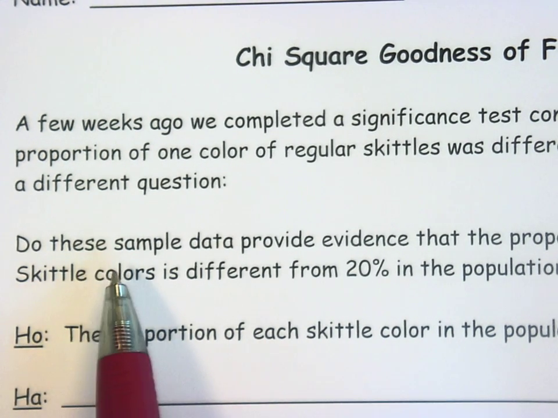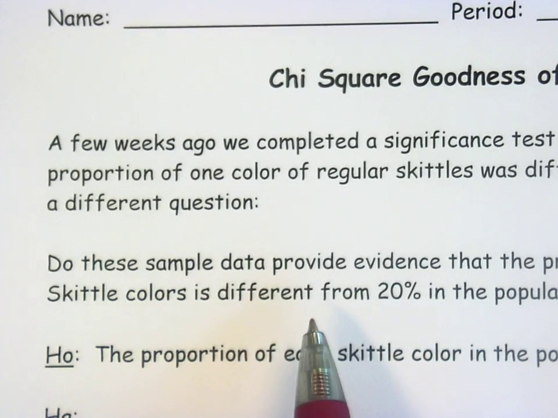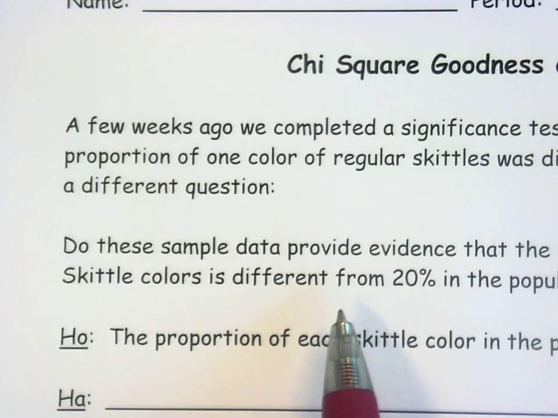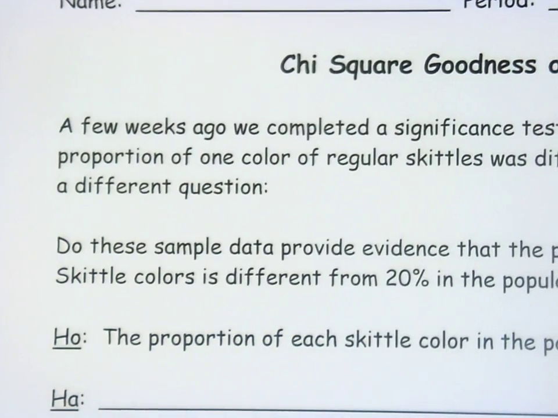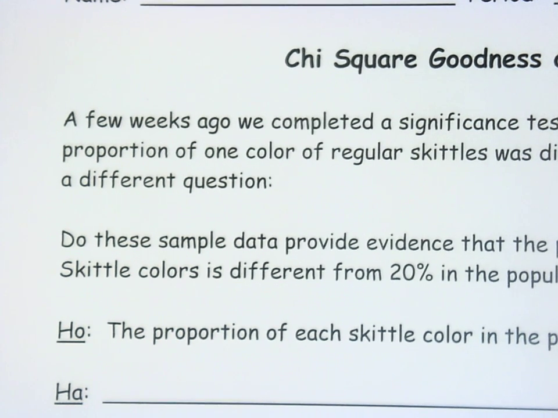Do these sample data that we had a few weeks ago provide evidence that the proportion of each, not just one of the colors, but that each of the 5 Skittle colors is different from 20% in the population? So do you or don't you get 20% of each color of Skittle in the entire population of Skittles?